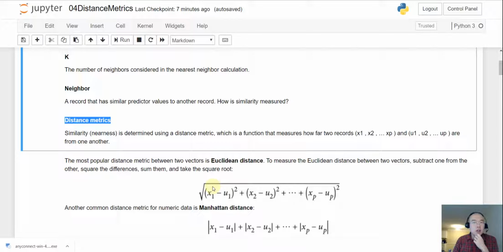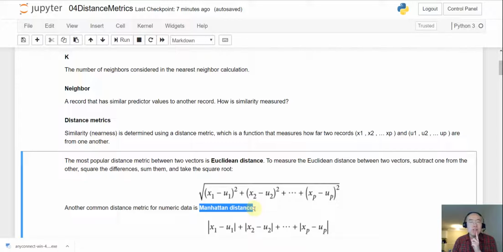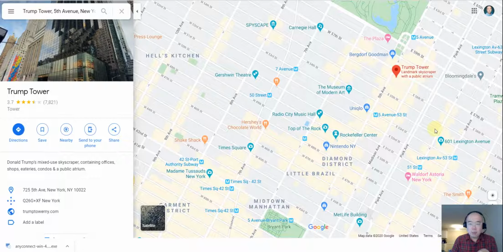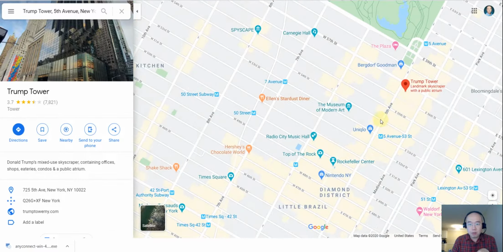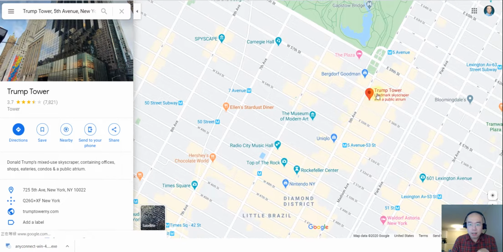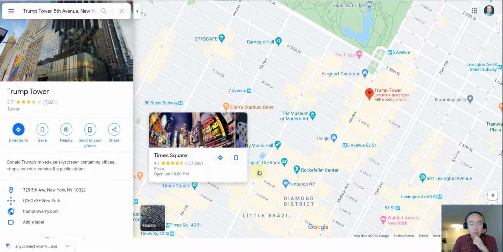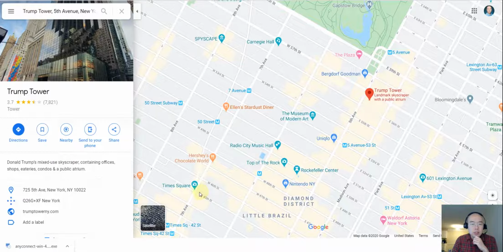And there are some cases where people say that Euclidean distance could be wrong. For example, there's another one called Manhattan distance. If you bring up the map of Manhattan Island, you may find it makes sense. So let me bring this up. This is Manhattan Island, and if we zoom in a little bit, say this is Trump Tower. If I want to go from Trump Tower to Times Square, for example.